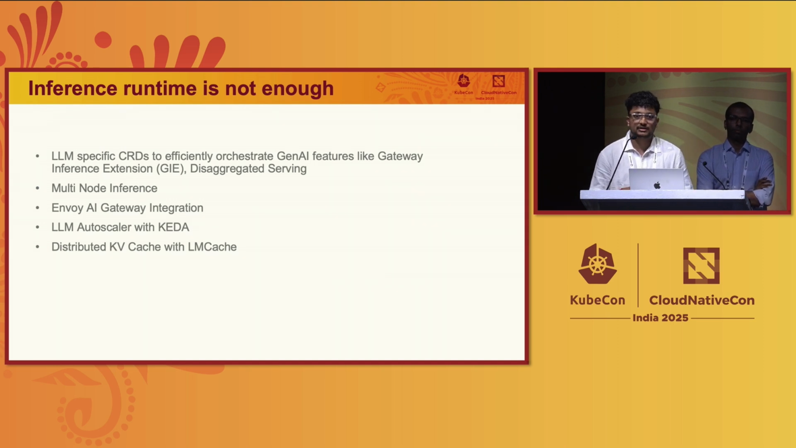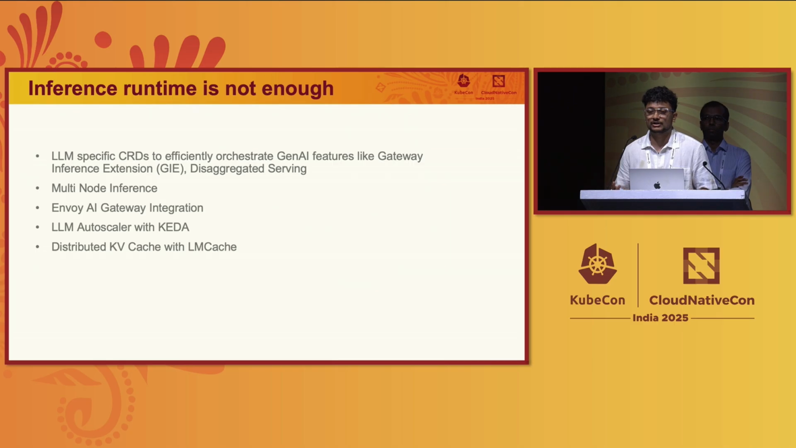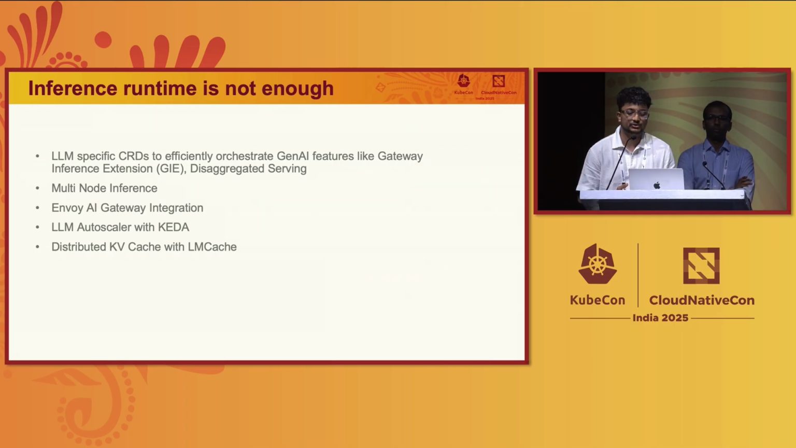And the routing comes into the picture. Now, which particular node should I pick? Which particular deployment is best suited? That's when the gateway layer comes in. So gateway layer integrations help in the routing step.